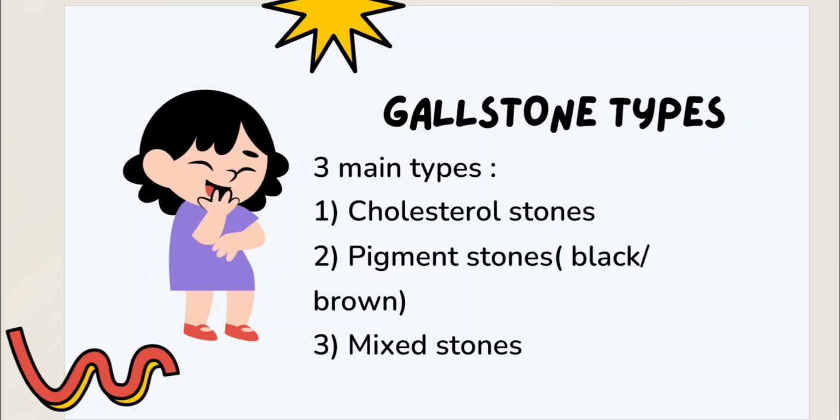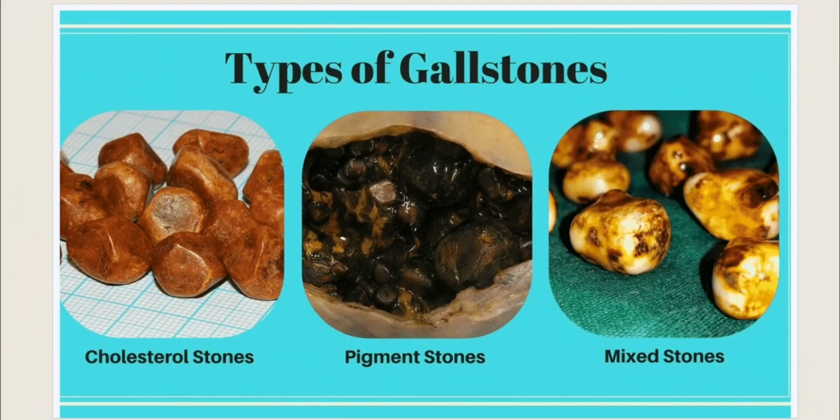Now coming to the different types of gallstone. There are mainly three types of gallstone. First is the most common, cholesterol stones. Second is pigment stone. Pigment stone can be black or brown. And third is mixed stone. Let's say this is a diagram.